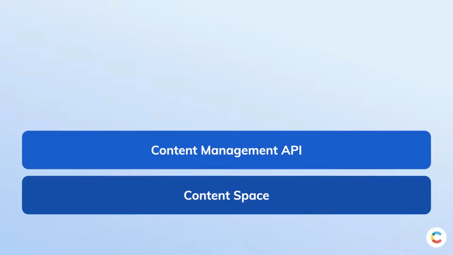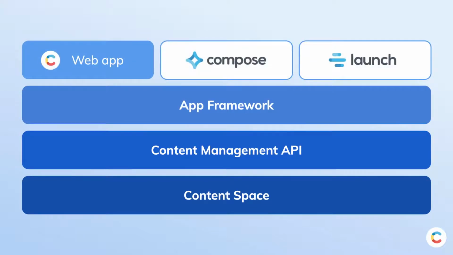Compose and Launch are standalone applications in the Contentful platform. They use content from Spaces, are built on our open APIs, and leverage our app framework. They're just purpose-built for editorial teams. Compose is built for content creators and editors, and Launch is built for content planners and campaign managers.